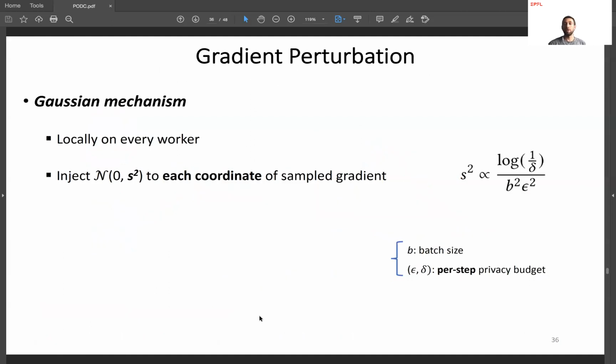It's usually through perturbing the gradients via the Gaussian mechanism. That's what we do in this work. So basically, every worker will inject noise sampled from a normal distribution of variance S squared to each coordinate of the gradients that are calculated locally. And S squared is proportional to log of 1 over delta divided by B squared epsilon squared, B being the batch size, and epsilon and delta being the privacy budget per learning step.